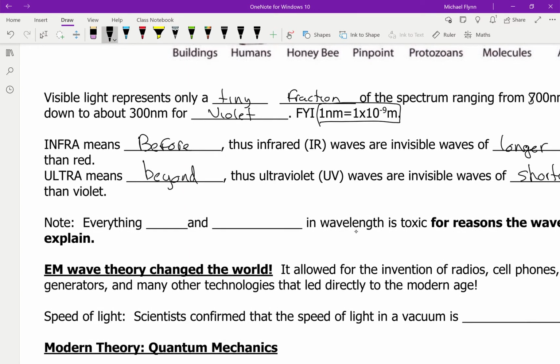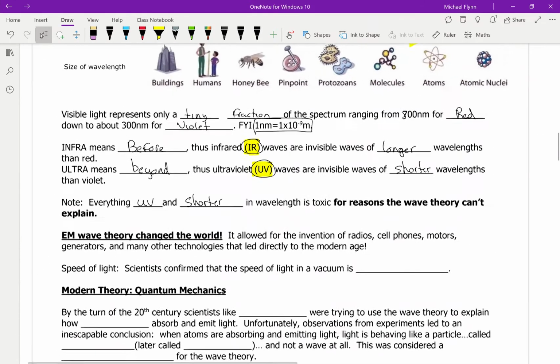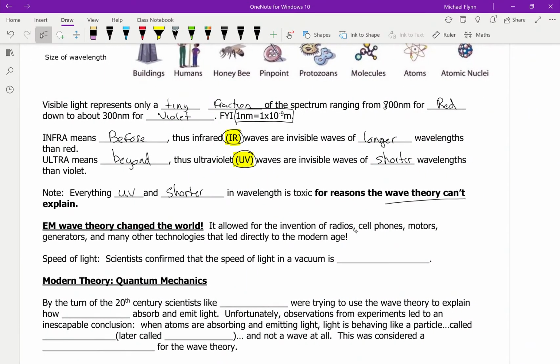By the way, for ultraviolet we use the acronym UV, and for infrared we use IR. So I'm going to highlight those: UV for ultraviolet, IR for infrared. Now everything UV and, I should say, shorter in wavelength is toxic for reasons the wave theory cannot explain.